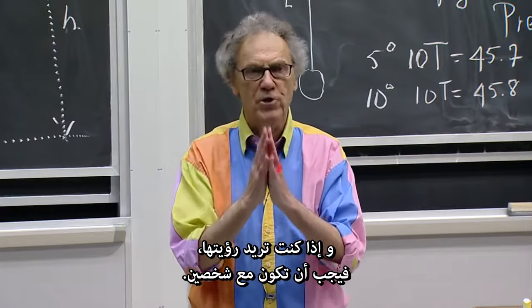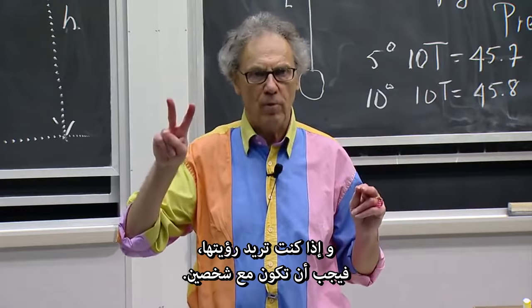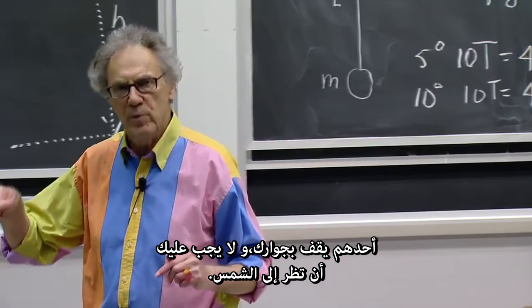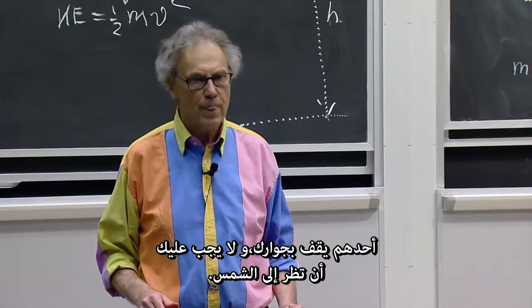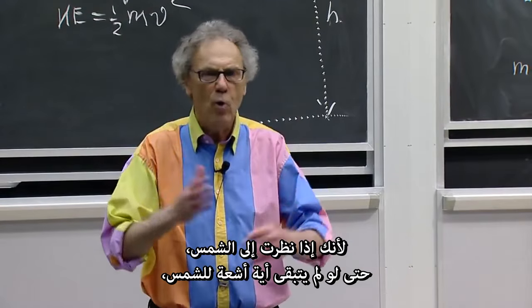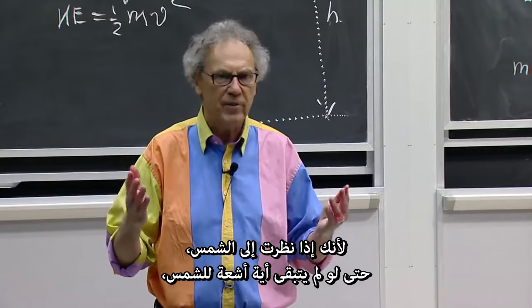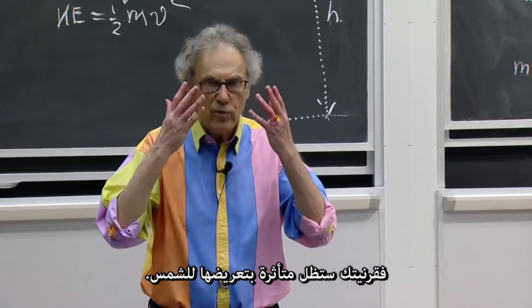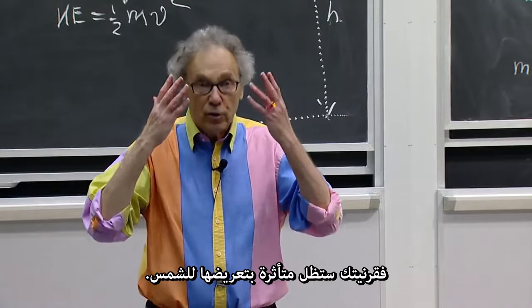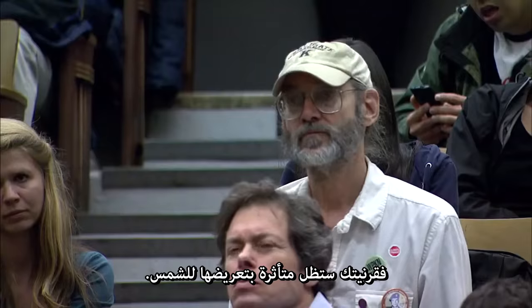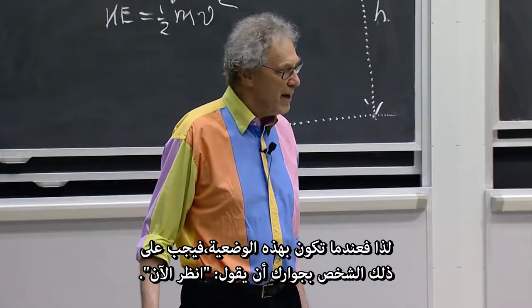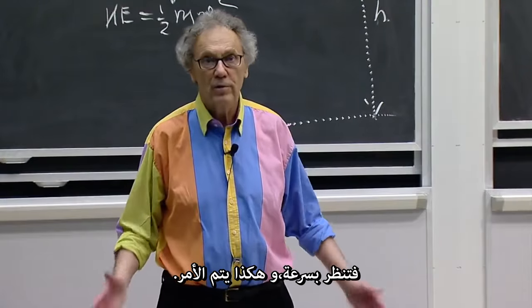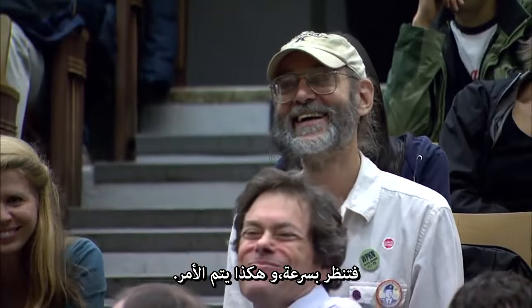And if you ever want to see it, you have to be with two people. One person has to be standing next to you, and you should not look at the sun. Because if you look at the sun, even though there's almost no sunlight left, your retina is still too overexposed. And so the person next to you, when you look like this, should say, "Look now!" And then you look, and that's the way it is.